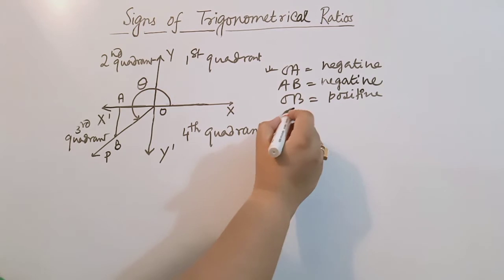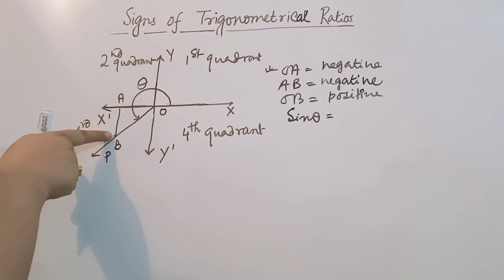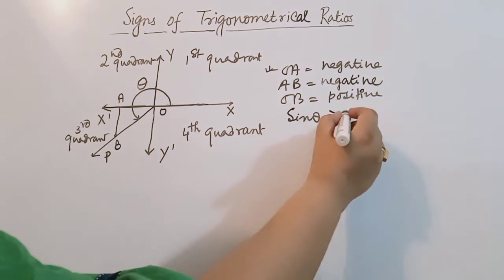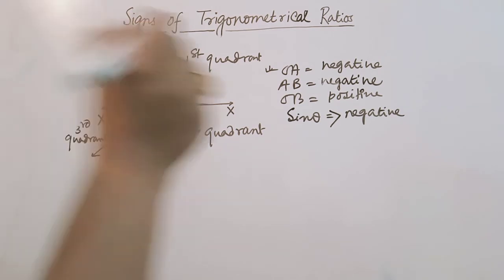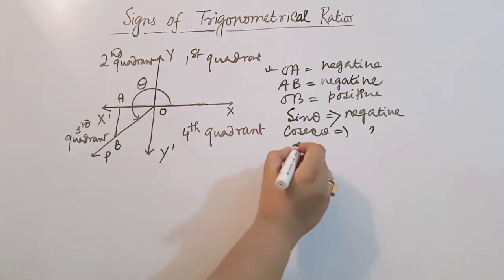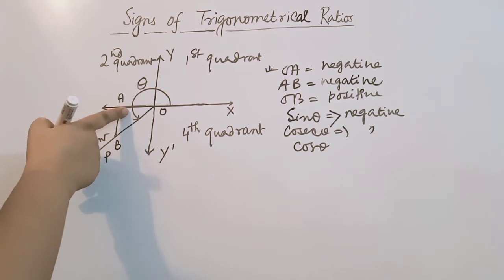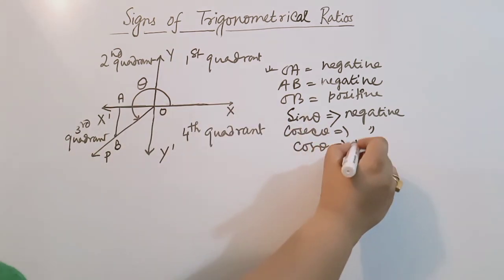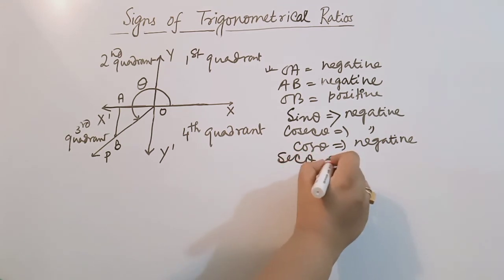So now if we consider sine theta, which is perpendicular by hypotenuse, here the perpendicular is negative and the hypotenuse is positive. So sine of theta will become negative as a whole. Plus minus is minus always. So obviously cosec theta will also be negative. Now if we consider cos theta, which is base by hypotenuse, meaning adjacent side by hypotenuse, the base is negative but the hypotenuse is positive. So positive and negative gives us negative as a whole. And so sec theta is also negative.